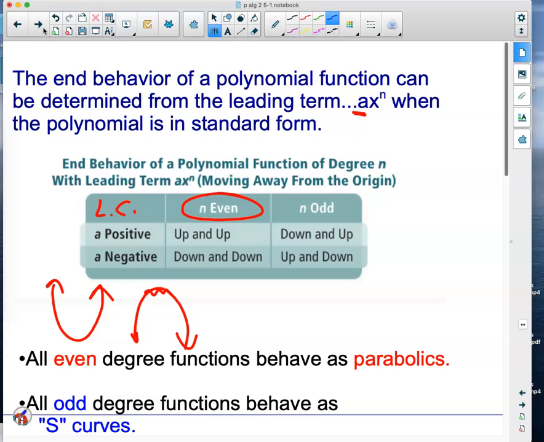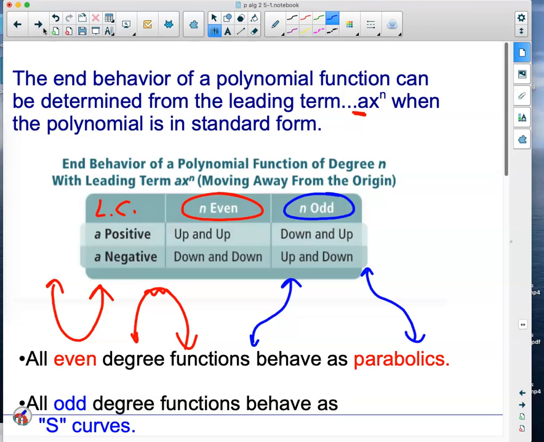Now, we're getting to the ones that we haven't had as much experience with, and that's going to be, what if the degree is odd? So what if it's a cubic, 5th power, 7th power? What do those look like? Well, if A is positive, they're going to start low and go high. So it'll be down and up. If A is negative, that flips around. So it will be up and down.